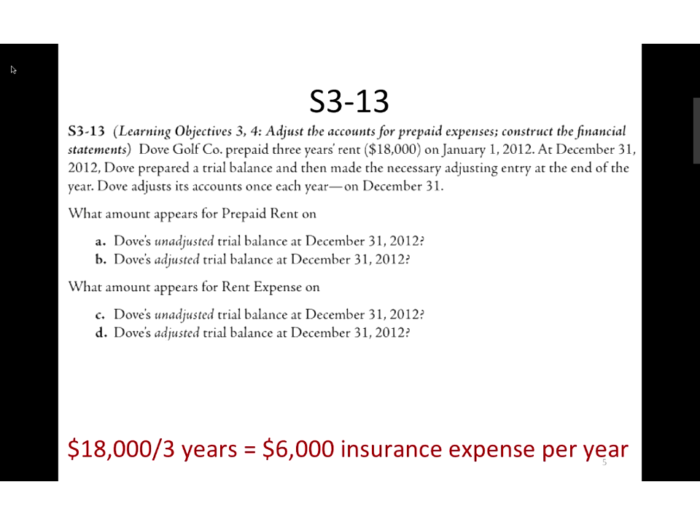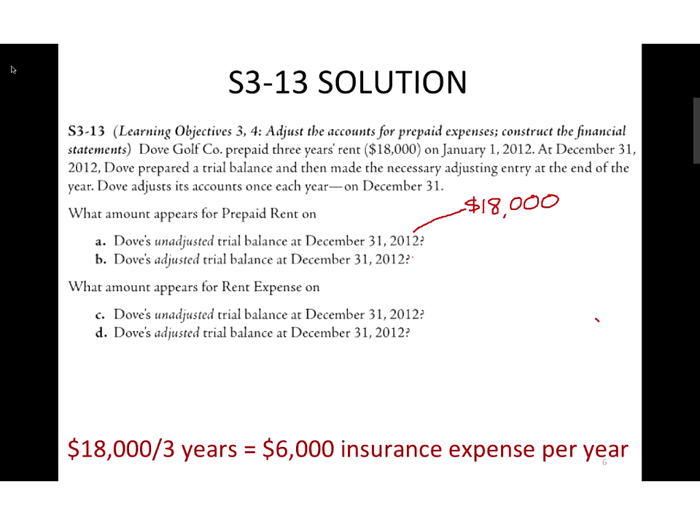So now we're being asked for these questions. A, on their unadjusted trial balance. This is the trial balance they do before they do any adjusting. Before they do any adjustment at all, how much is sitting in prepaid rent at the end of the year 2012? How much did we put in prepaid rent on January 1st? $18,000. And have we done anything to it? No. So the balance is going to be $18,000 on December 31st, 2012, right? Because we haven't done anything. The word unadjusted is telling us we've not done anything with this yet.